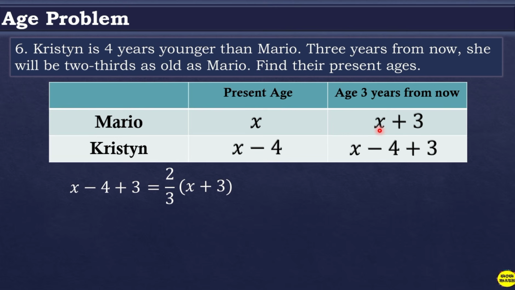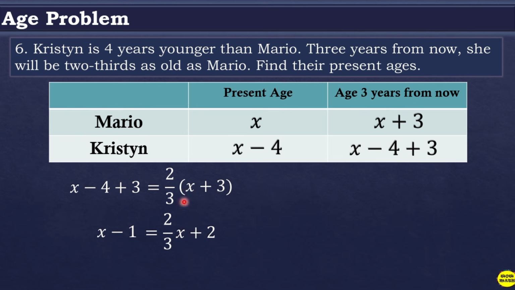Okay? So, actually, yung representation natin ng equation, nagbe-base lang tayo dun sa problem. 3 years from now, ito yun, x minus 4 plus 3, she will be 2/3. Ito yung 2/3, as old as Mario. Ito yung age ni Mario 3 years from now. Okay, so let us solve. Simplify muna natin ito. x minus 4 plus 3, so that is x minus 1. Kasi negative 4 plus 3, that is negative 1. Equals 2/3 times x plus 3.